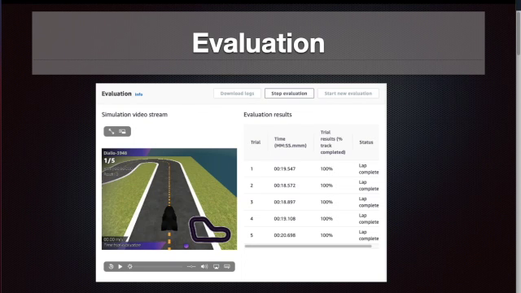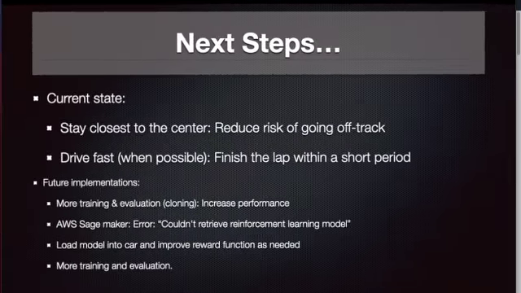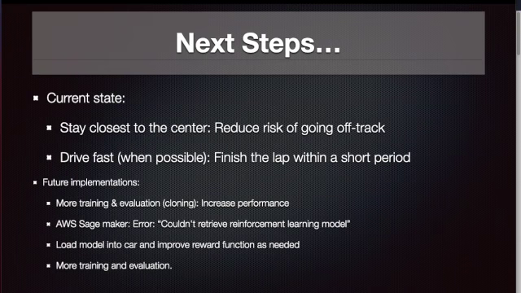This was the video. It's kind of slower than the scores on the right side. My best times were the second and third trial for this one. So right now I'm trying to stay closest to the line and also drive fast. But I probably need more cloning and to increase the performance by training more, and maybe use SageMaker to help with the error of the reinforcement model not being found while training, and also try putting it in the car and see how it goes, and of course more training.